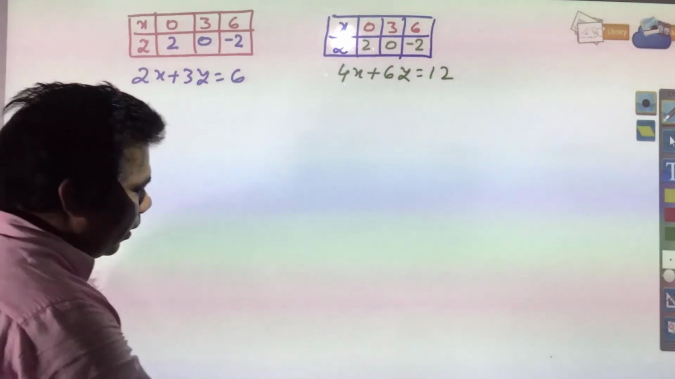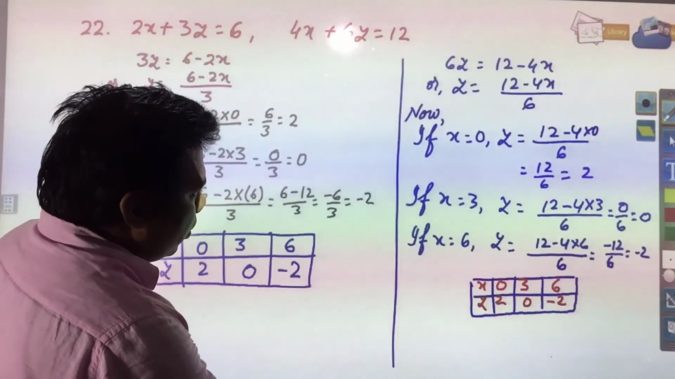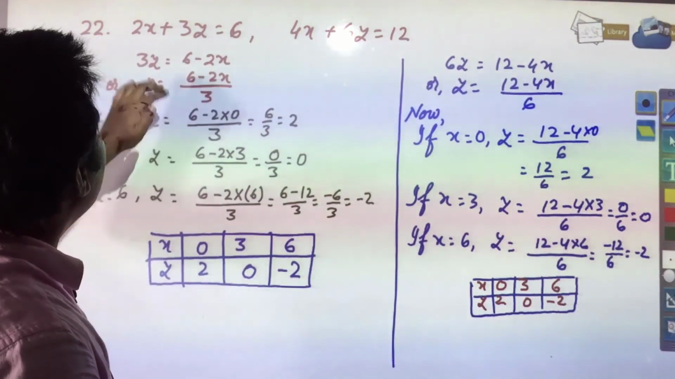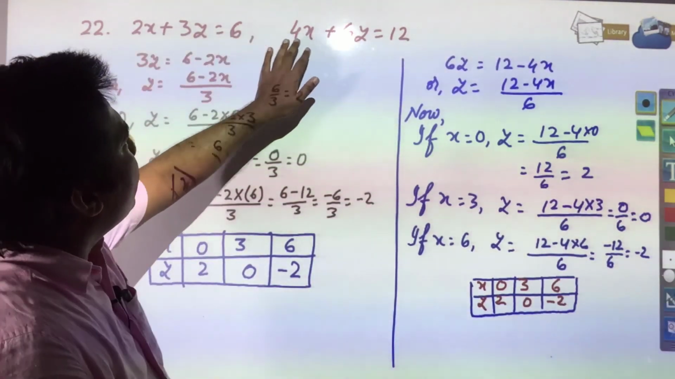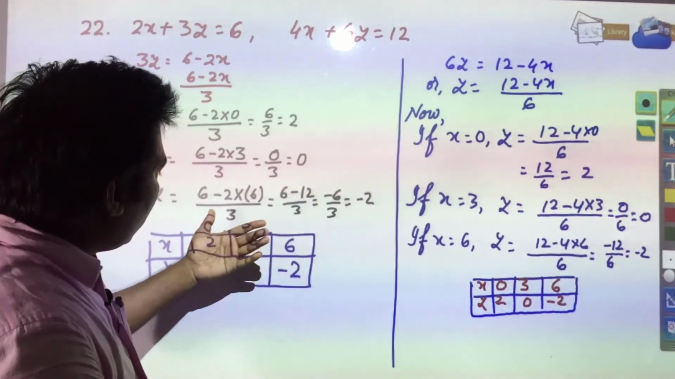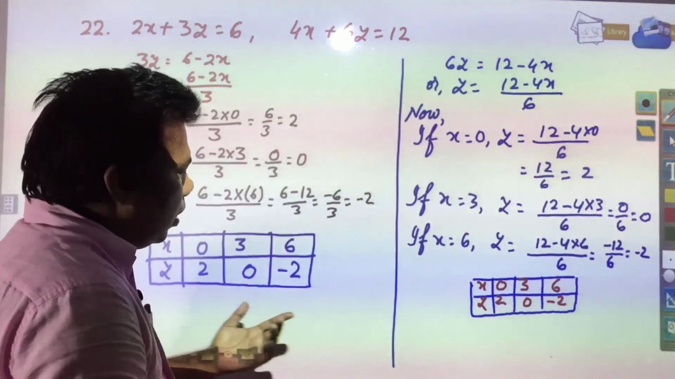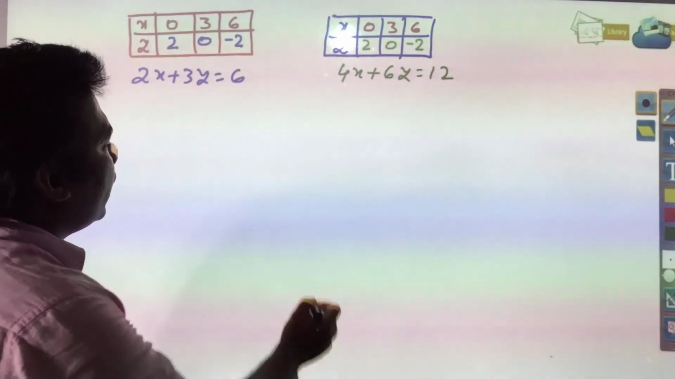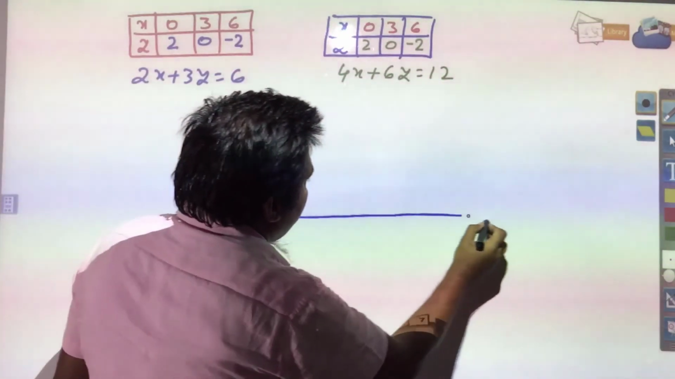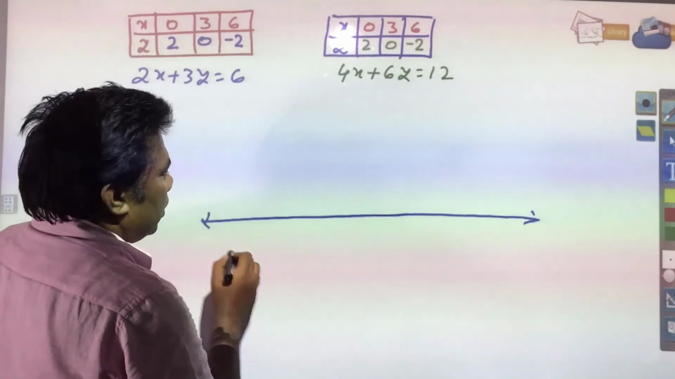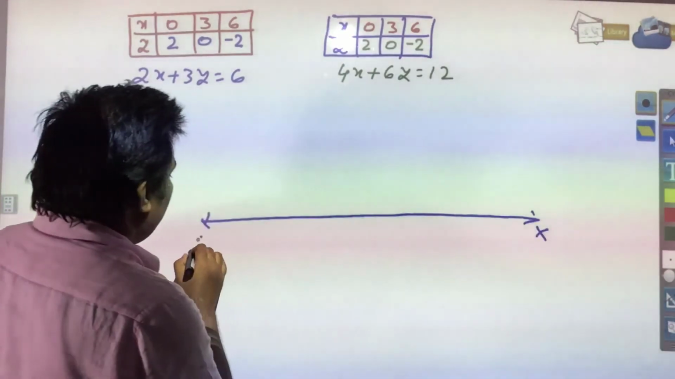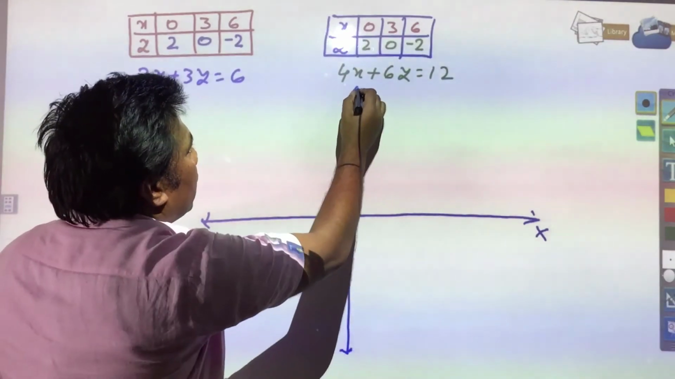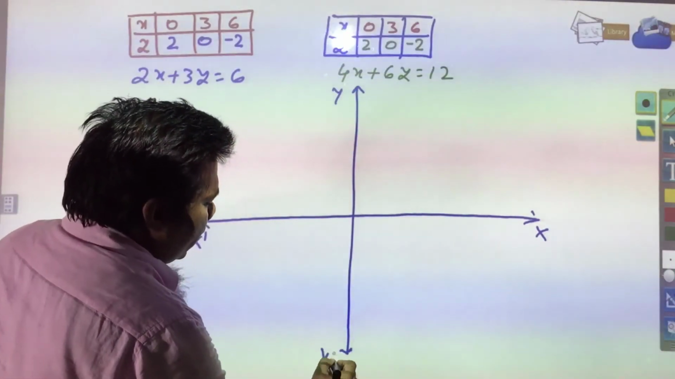Here you have one more question, question number 22: 2x plus 3y is equal to 6 and 4x plus 6y is equal to 12. Already we have taken x and y coordinates. Here we need to plot the graph. Suppose this is your x axis, x dash, and this is your y axis, y and y dash.